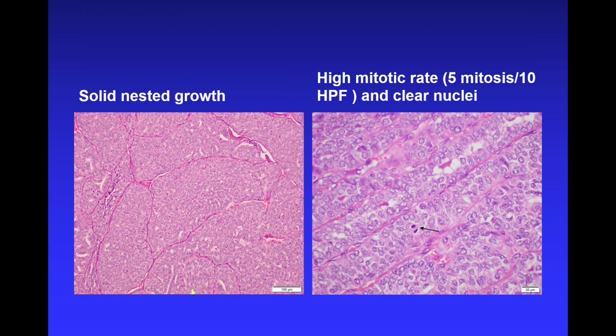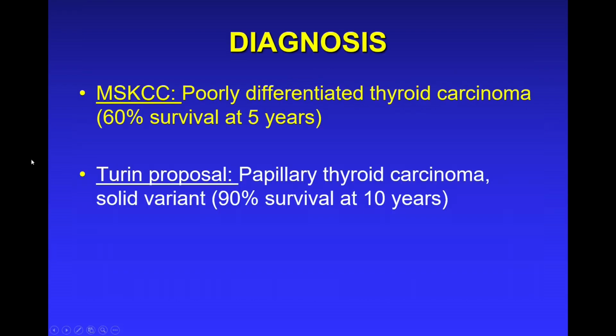So how to label this tumor? Actually, you'll be surprised that there is no agreement. If you use the definition that we used at Memorial, based on a paper that we published in 2006, this will be called poorly differentiated thyroid carcinoma, which means a 60% survival at 5 years. If you use the widely utilized Turin proposal that has been accepted by the WHO as the definition of poorly differentiated thyroid carcinoma, this will not be called poorly differentiated. It will be called papillary thyroid carcinoma solid variant, just because it has clear nuclei. And then this means that the patient has a 90% survival at 10 years.